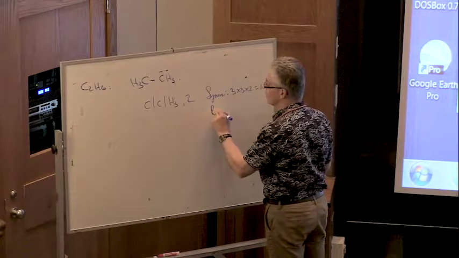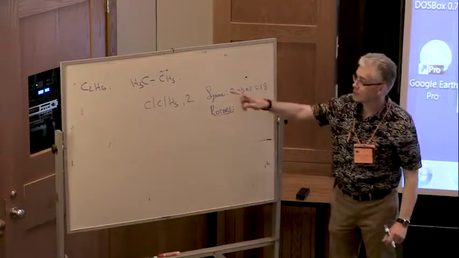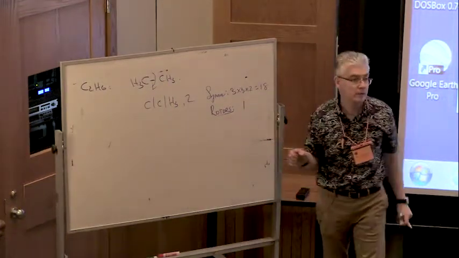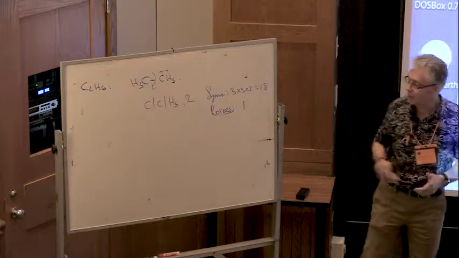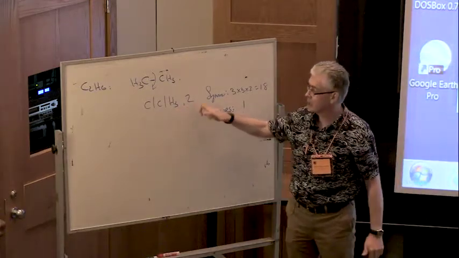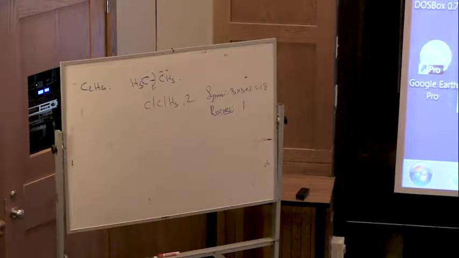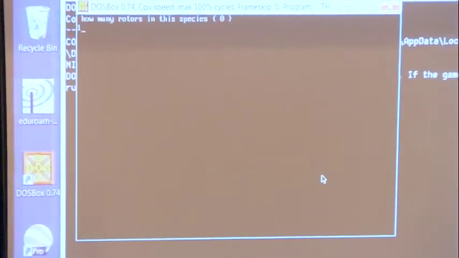And number of rotors. The rotors is to calculate the heat capacity at infinity. So how many rotors in this molecule? 1. We have 1 rotor. That helps pin Cp infinity. So we have C bonded to C bonded to H3 twice. Symmetry number is 18, rotors 1. So how many groups are in this molecule? 2. So 2, return. How many different groups are going to be entered? 1, return. How many rotors in this species? Default is 0, there's 1.